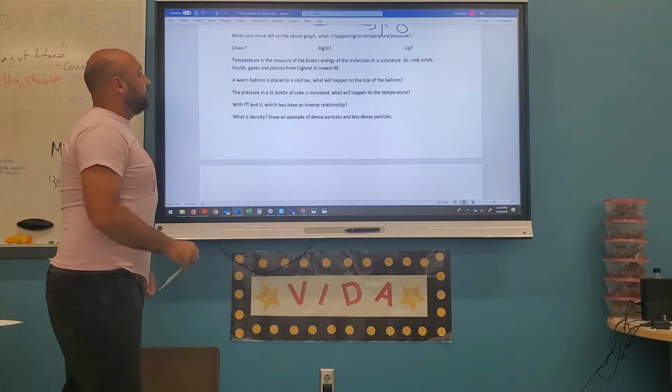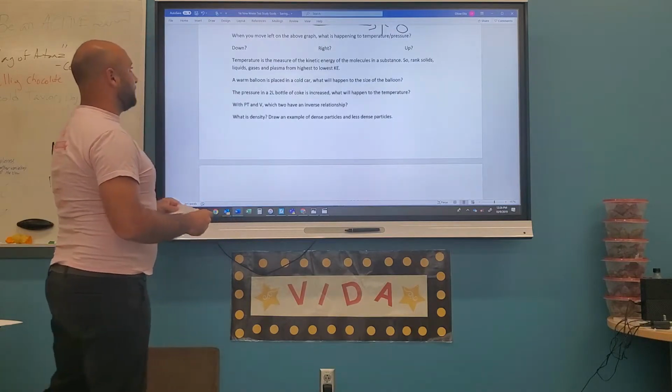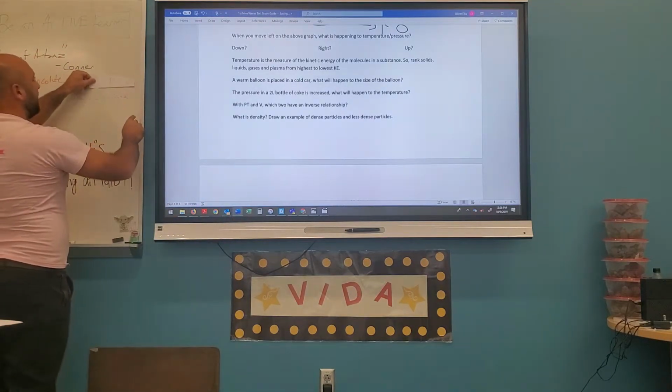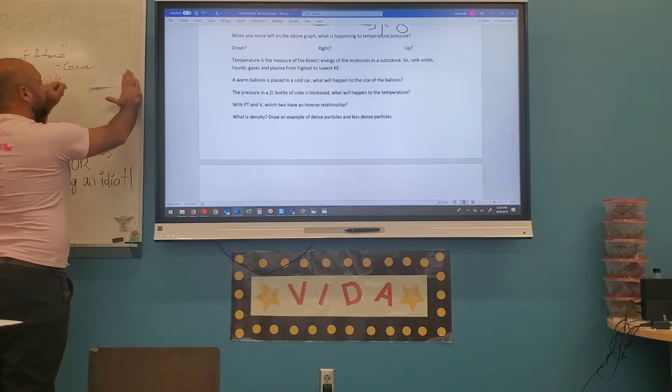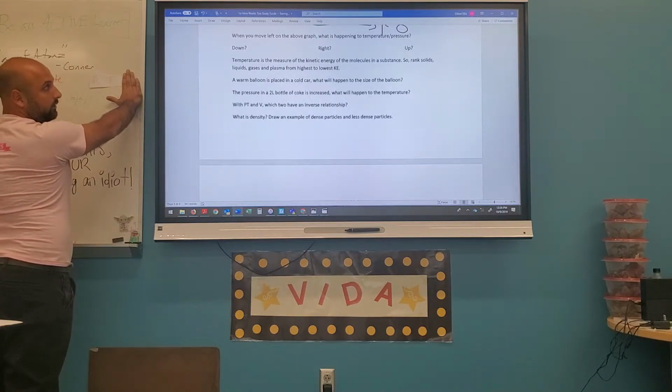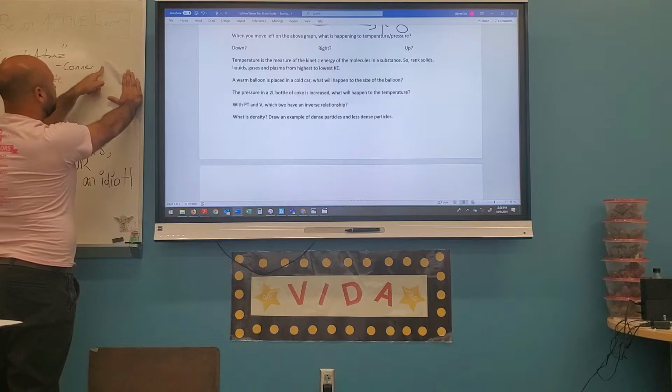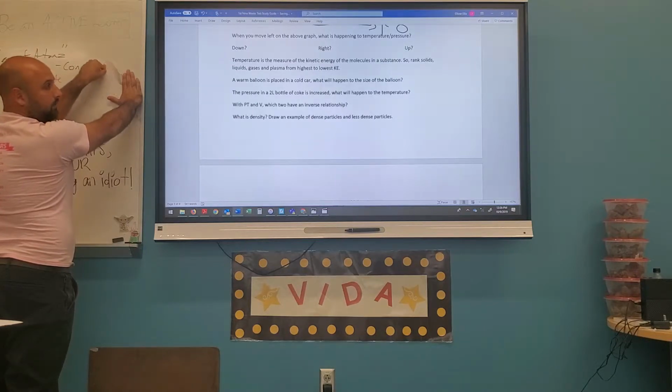The pressure in a 2-liter bottle is increased. What will happen to the temperature? You'll notice volume is not mentioned, therefore it's kept constant. It's constant, you put your hand or your finger on it. The pressure is increased, temperature goes up.